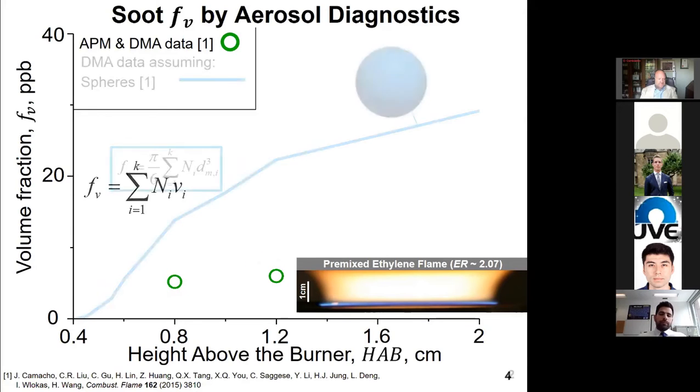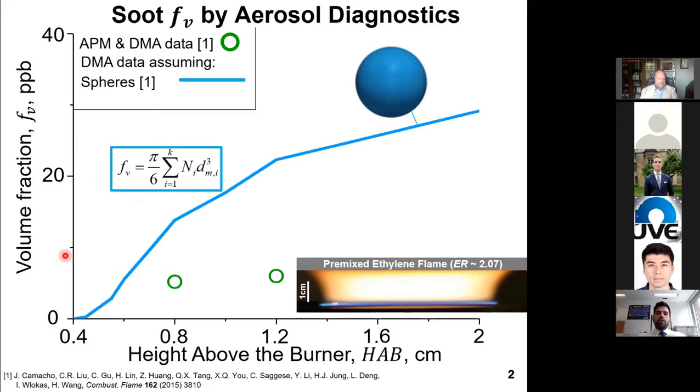So more commonly, the soot volume fraction is obtained only using mobility size distribution data and assuming spheres. So in other words, the fractal-like morphology of soot is neglected. And this, as you can see, results in an overestimation of the real soot volume fraction up to a factor of 4. So this overestimation is on par with the discrepancy that I showed you in my previous slide, the discrepancy between combustion models and data.